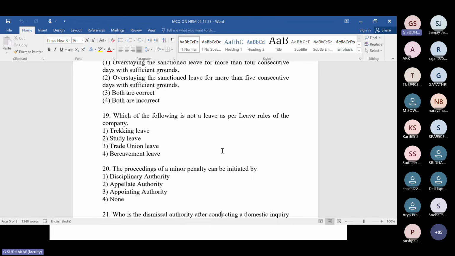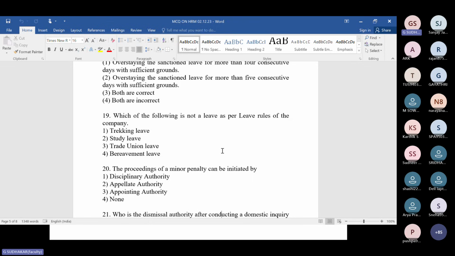Anybody knows? I want from you. Sir, when a person is lost, dies, the family members are bereaved. So the leave taken on that ground is bereavement leave. Okay. Is there any such leave? It is not there.